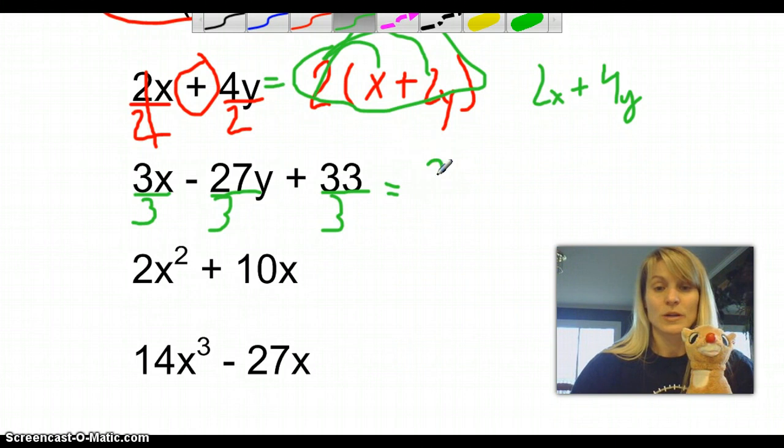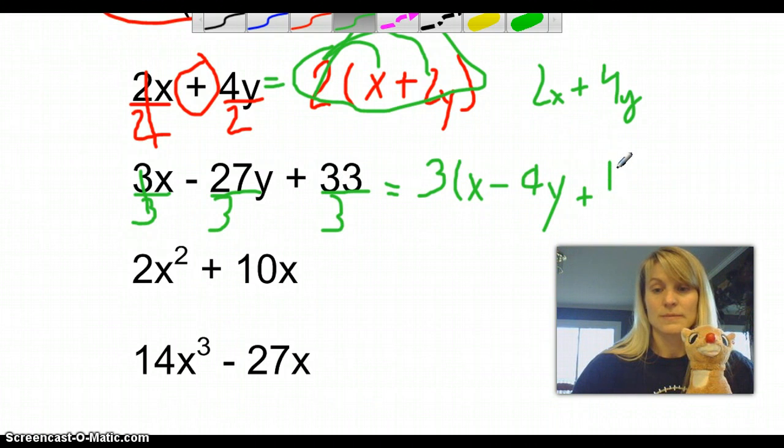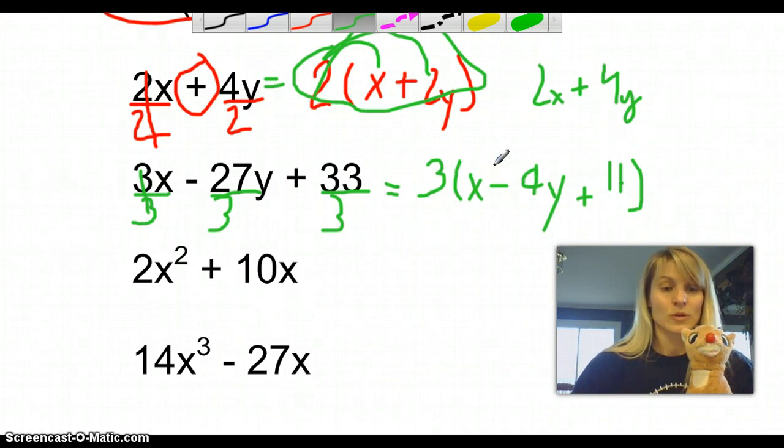So like before, we bring our GCF out front, do our parentheses. 3 divided by 3 is 1x, or just x. Bring that minus over. 27 divided by 3 is 9, and then we leave that y in there. And then we have the plus, and then we have 33 divided by 3, which is 11. And this is my simplified answer. Okay, so that's 3 parentheses x minus 9y plus 11. Let's look at one more thing here.